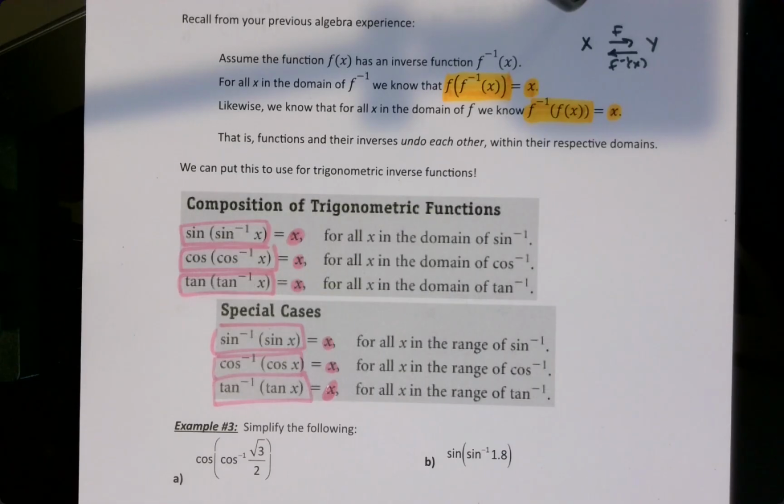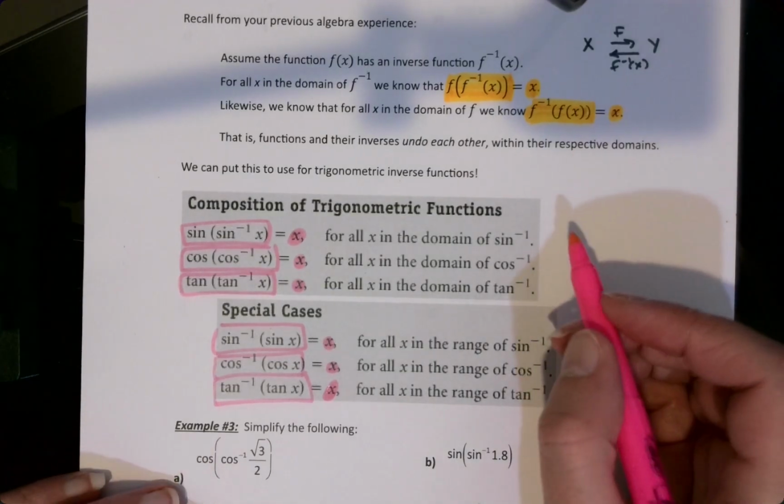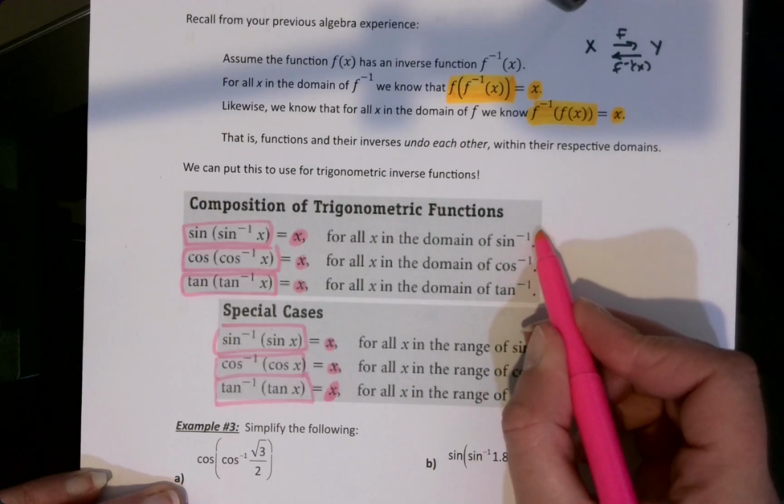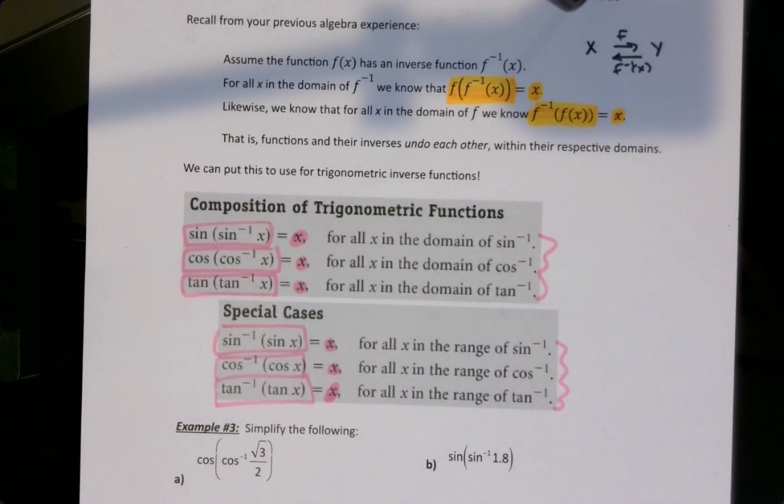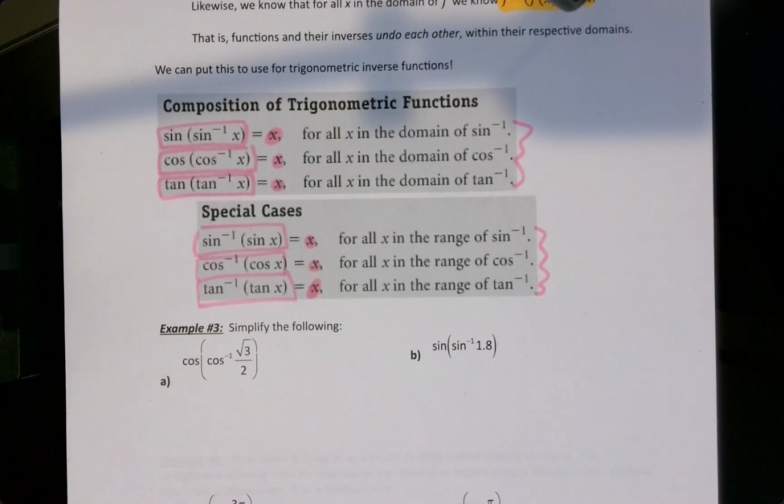One of the things that we have to keep special mind of here is that this is for all x's in the domain of arc cosine and all x's in the range of arc cosine. And so we are going to see those domain restrictions coming into play in some of these examples down here, and I'll let you know which ones we need to pay special attention to.